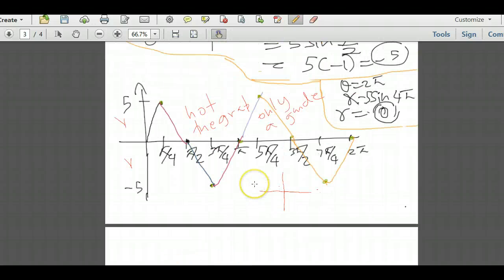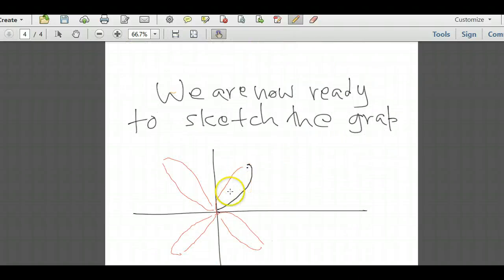Now when theta goes from pi over 4 to pi over 2, the next segment, what happens to r? R drops from 5 to 0. So as theta goes from pi over 4 to pi over 2, what happens to r? R is here now. R drops from 5 back to 0. Is that clear? So you get this petal.